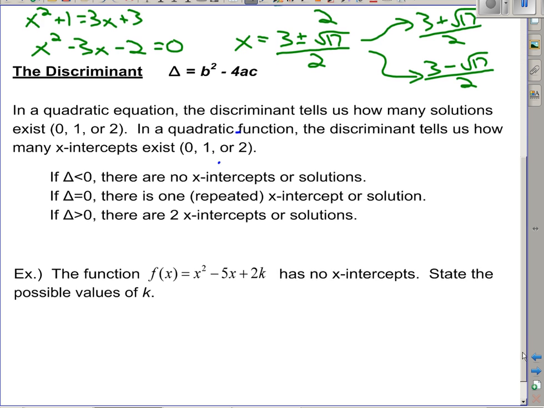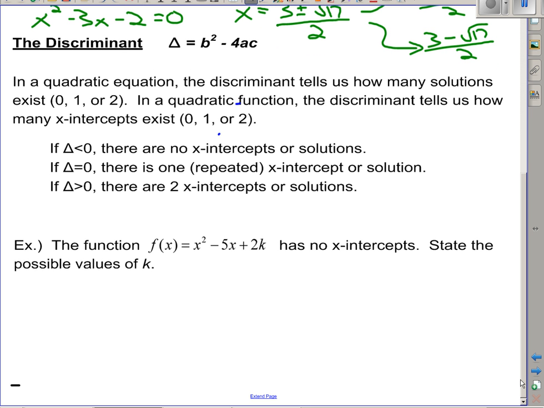Alright, discriminant. So I talked about it briefly there. Delta equals b squared minus 4ac. So in a quadratic equation, the discriminant tells us how many solutions exist, whether they're 0, 1, or 2. In a quadratic function, the discriminant tells us how many x-intercepts exist, 0, 1, or 2. Now, I know for the case of 1, you might think of it as 2 identical roots. I just find this an easier way to digest it.